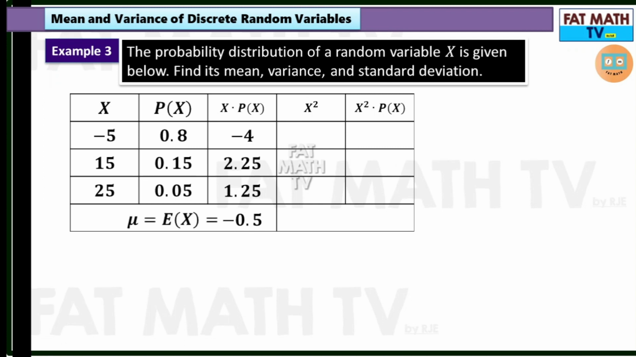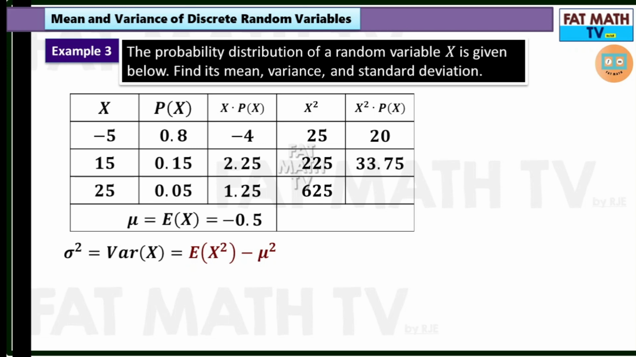That is the mean. For x squared, you just square negative 5, that's 25. 15 squared is 225. 25 squared is 625. And then multiply x squared and p of x. 25 times 0.8, 20. 225 times 0.15, 33.75. 625 times 0.05, that is 31.25. 31.25 plus 33.75 plus 20, that is 85. And that is the expected value of x squared.